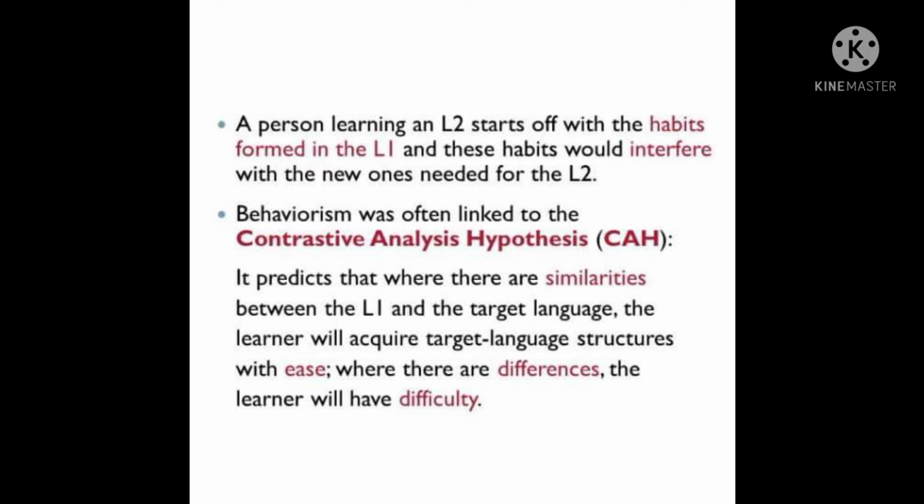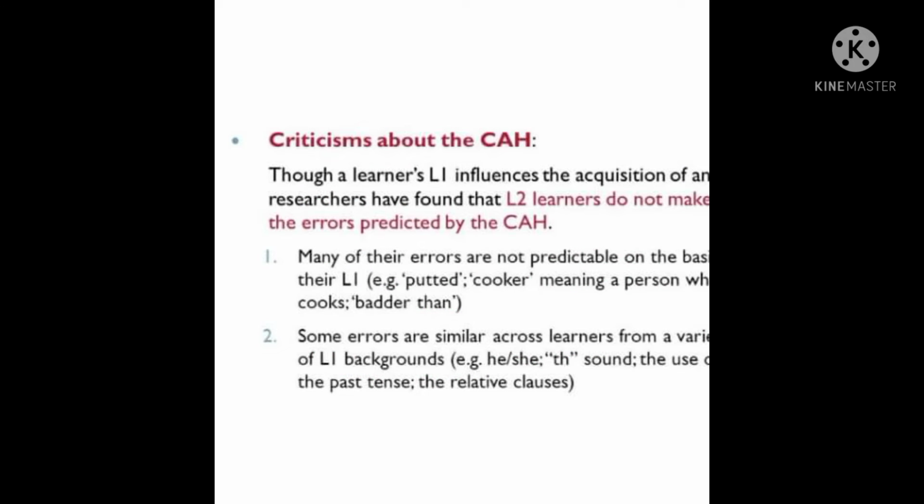Behaviorism was often linked to the contrastive analysis hypothesis or CAH. It predicts that where there are similarities between the L1 and the target language, the learner will acquire target language structures with ease. Where there are differences, the learner will have difficulty. Criticism about the CAH: though a learner's L1 influences the acquisition of L2, research has found that L2 learners do not make the errors predicted by the CAH. Many of their errors are not predictable on the basis of their L1.